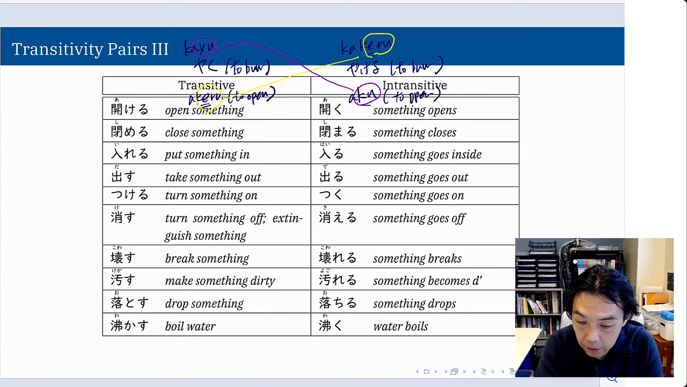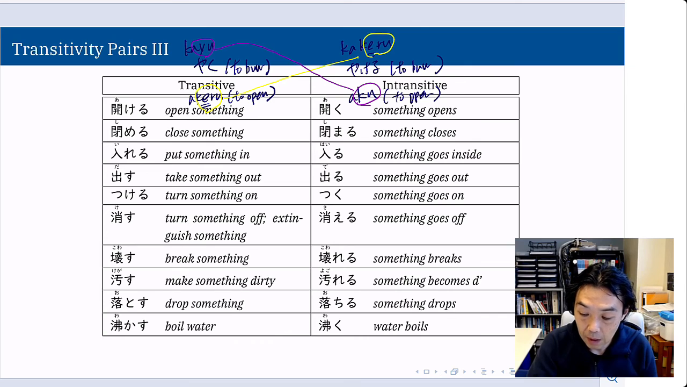Okay. So in other words, these two use the same marker, but they're in different groups. So yaku and akeru are both transitive. Yakeru and aku are both intransitive, despite the fact that they share the same markers. So this is a very good example of how unreliable it is to count on specific markers to identify transitive and intransitive. The markers are quite arbitrary. It depends on the verb. Sometimes this a is marking intransitive. Sometimes the same marker marks transitive.